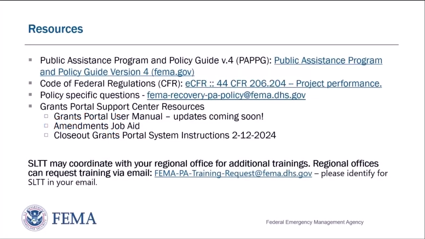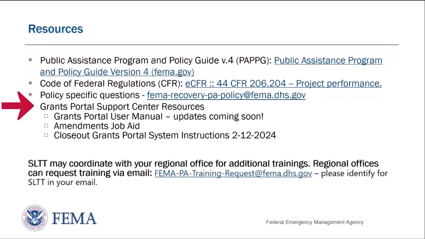Now for some closing slides. Here are some resources. Today we discussed the Public Assistance Program and Policy Guide, also known as our PAPPG. Please remember to use the version that was in place at the time the event was declared. There's the Code of Federal Regulations website. If you have any policy-specific questions, you can contact FEMA's Headquarters Policy Branch at the email listed here.